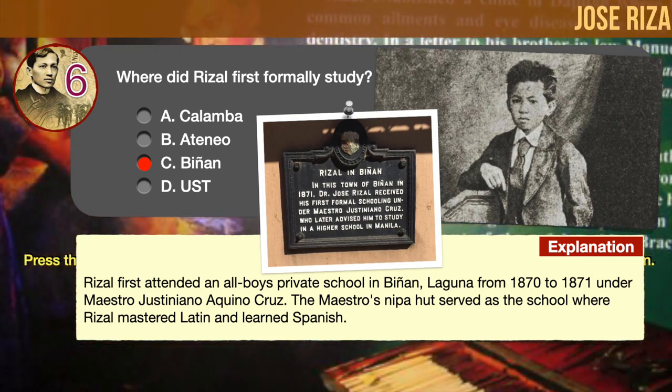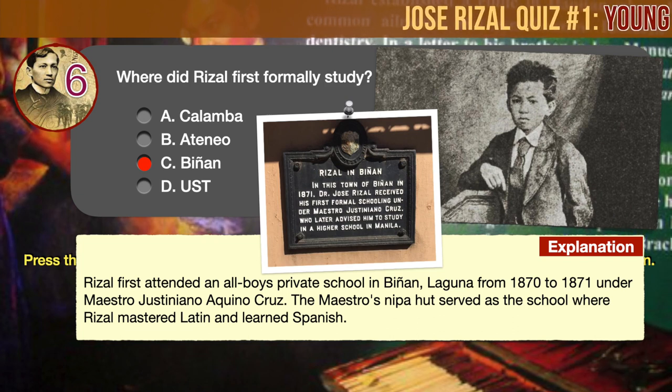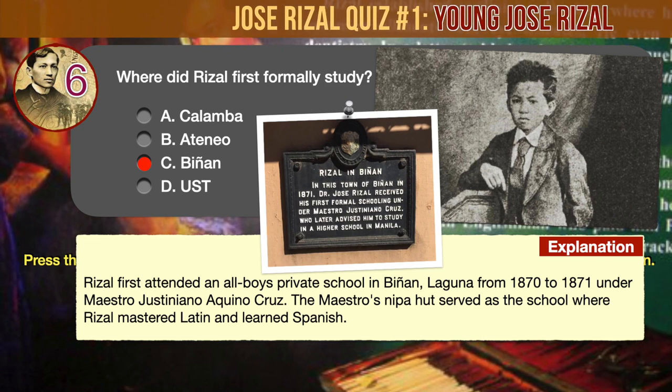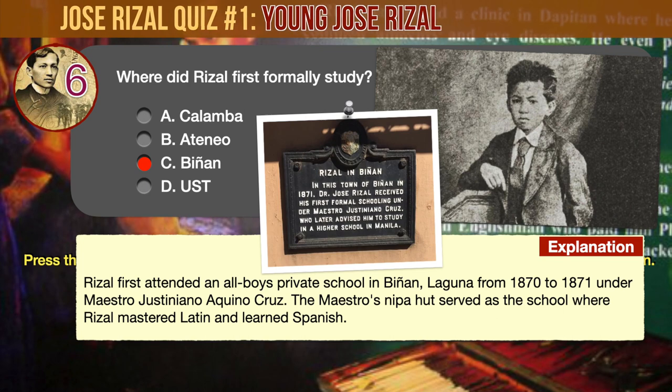Prior to this, Jose Rizal's first teacher was his mother, who had taught him how to read and pray and who had encouraged him to write poetry. Later, private tutors taught the young Rizal Spanish and Latin before he was sent to an all-boys private school in Binan.